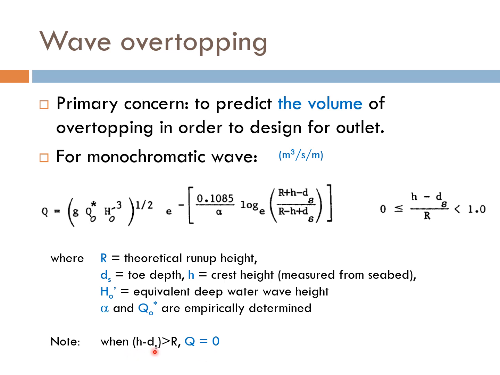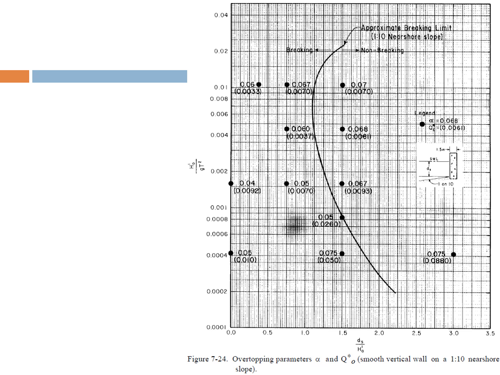Here essentially what it means is that if the crest height minus the toe depth is larger than run-up, then of course no water can overtop to the land side. If H minus ds is larger than R, then Q will be equal to 0. This is an example of the plot to determine the overtopping. What we are trying to get from this plot is the alpha value and the Q naught asterisk value given at each of these locations.